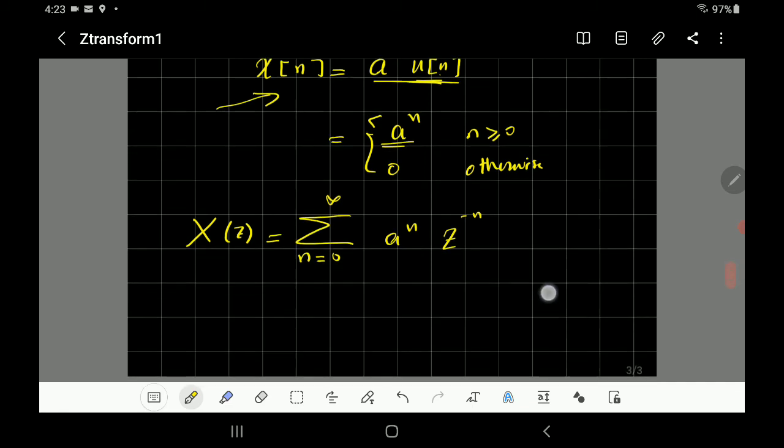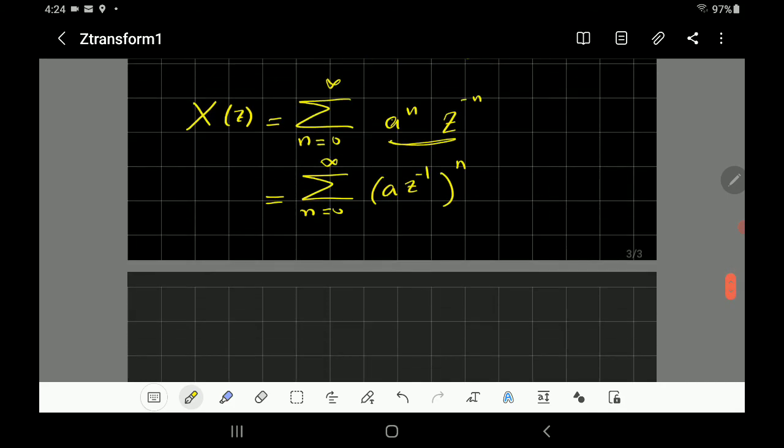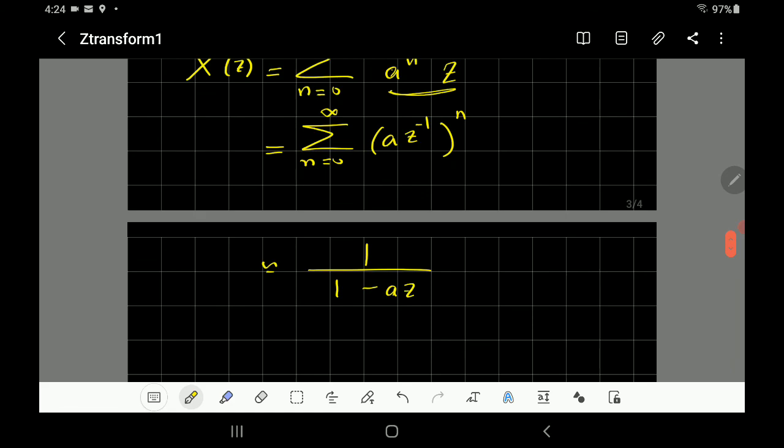And we are going to adapt this to make it look like a geometric series. How do we do that? You just want to make something power n. All right. So you have a inside, and you have z power minus 1. That's it. So how do you approximate this one? See, it's almost 1 over 1 minus all this inside the bracket, a z power minus 1. That's it. So this is the z transform of a power n.